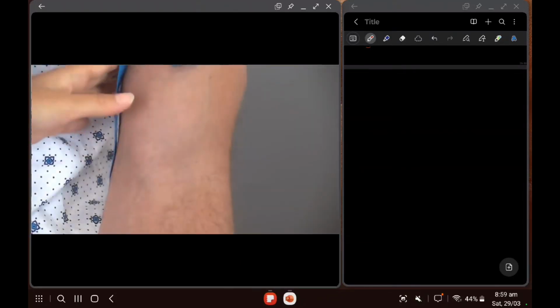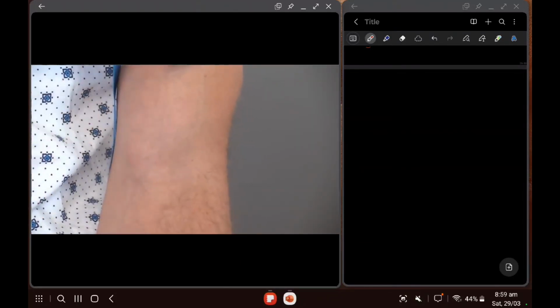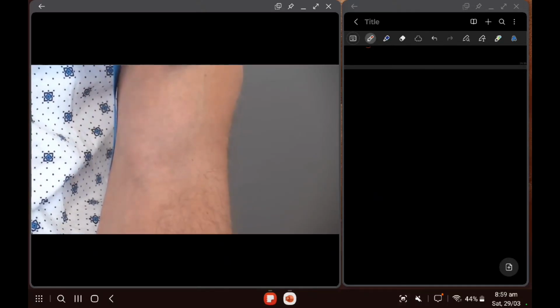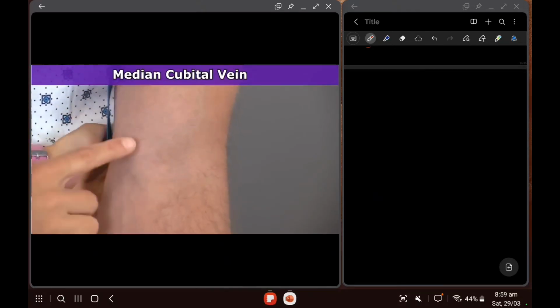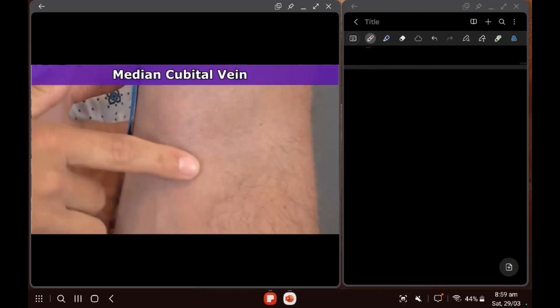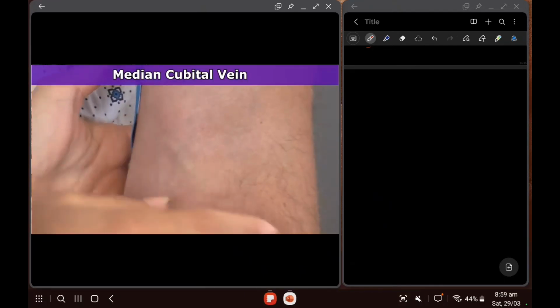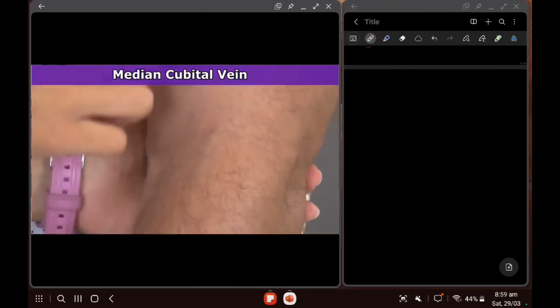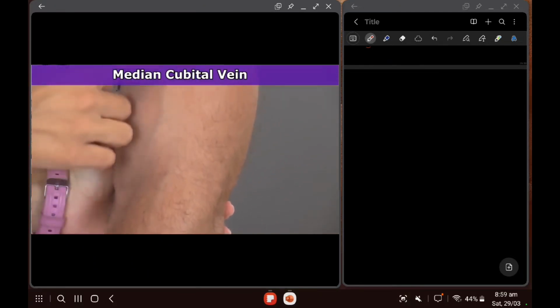So we have our tourniquet on up here on the top of the arm, and I want to show you these veins. So first I want to show you the median cubital vein, and it is located right here, and as you can see, it's nice and large, perfect for those blood draws. And it arises out of your cephalic vein, which is right here.